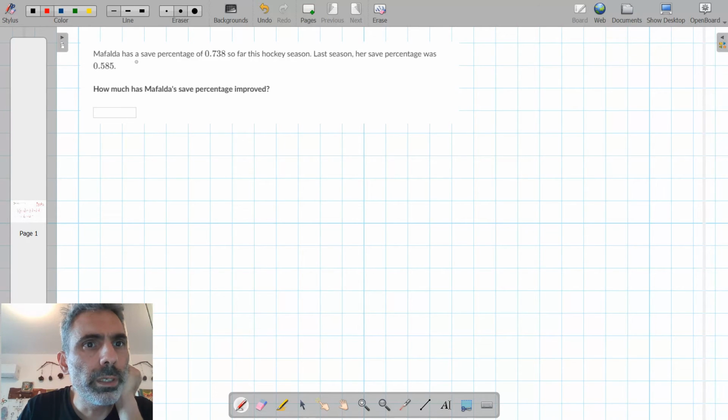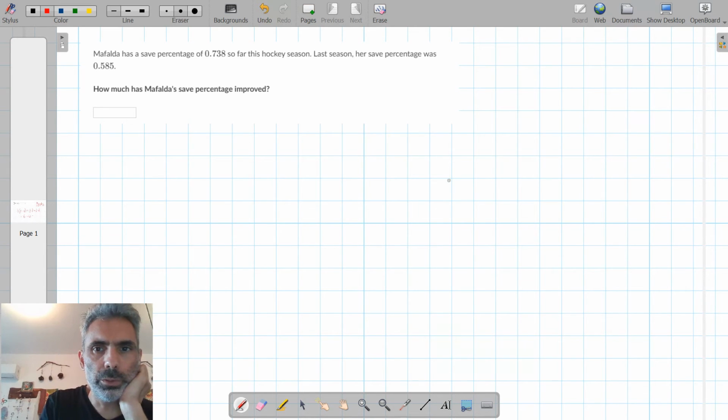Mafalda has a save percentage of 0.738 so far this hockey season. Last season, her save percentage was 0.585. How much has Mafalda's save percentage improved?